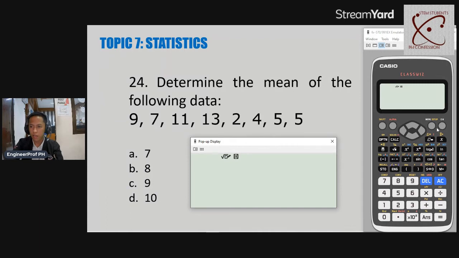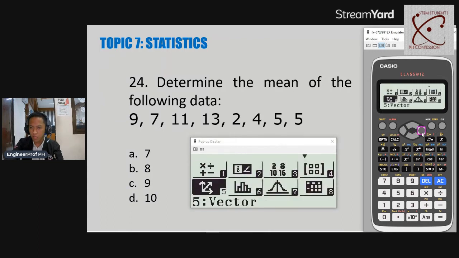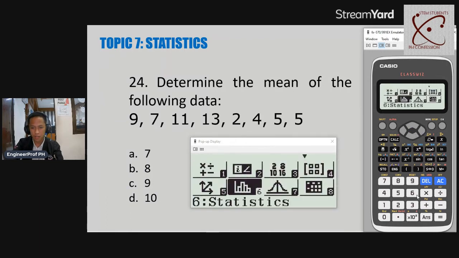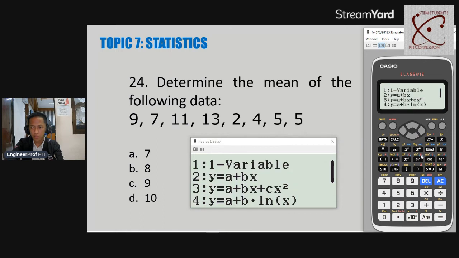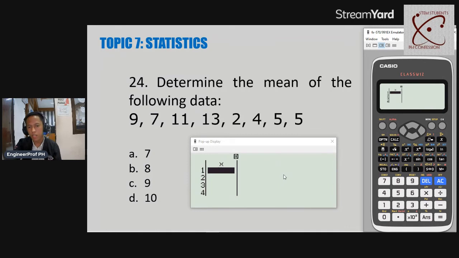Okay, so punta tayo ng menu, and of course, this is a statistics problem. So 6. So, lagay natin ito, one variable. So 1. Then, input natin guys lahat ng data. So, carefully input the data. 9, we have here 7, we have here 11, we have here 13, equals lang. So, 2 equals 4 equals 5 equals 5 equals.